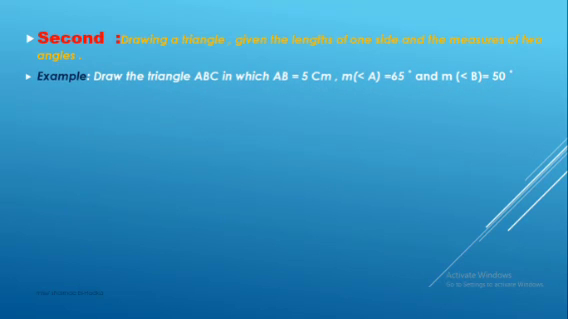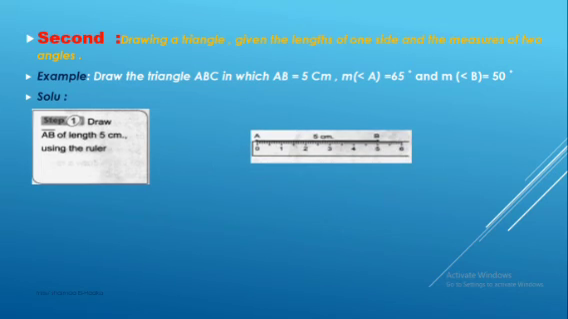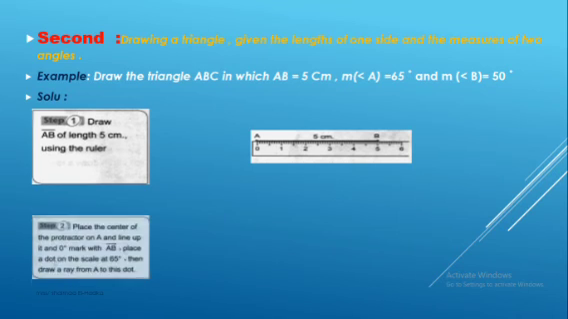Second, drawing a triangle given the length of one side and the measures of two angles. For example, draw the triangle ABC in which AB equals 5 cm, the measure of A equals 65 degrees, and the measure of B equals 50 degrees. Solution. You have many steps. Step 1, draw AB of length 5 cm using the ruler.